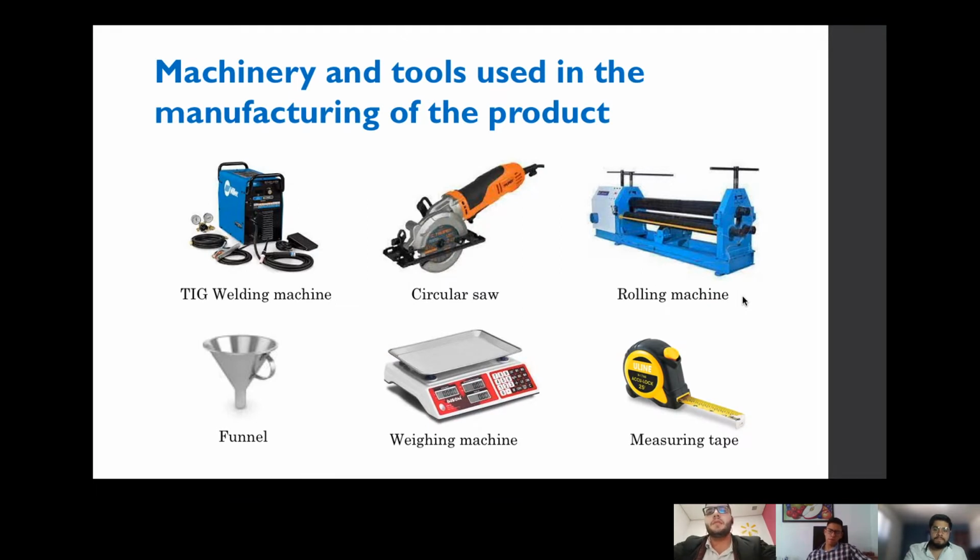Machinery and the tools used in the manufacturing of the product. It will start with the use of the welding machine, the circular saw, the rolling machine, the funnel, the weighing machine, and the measuring tape.